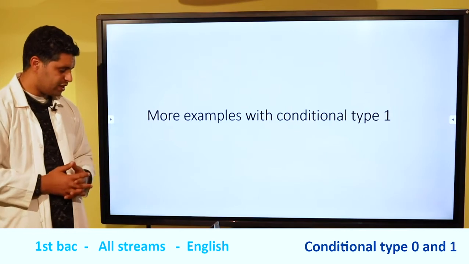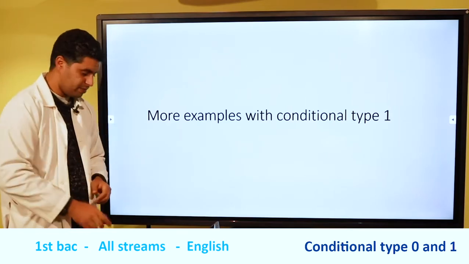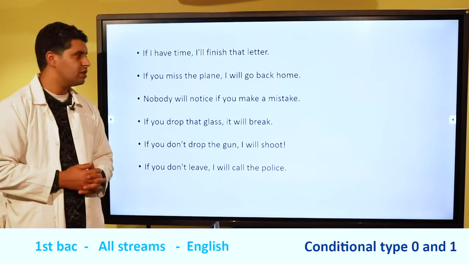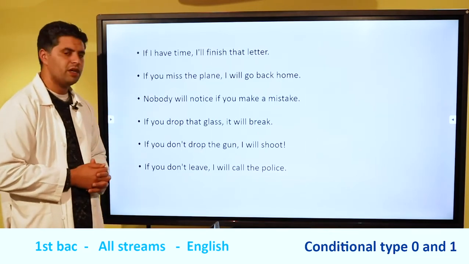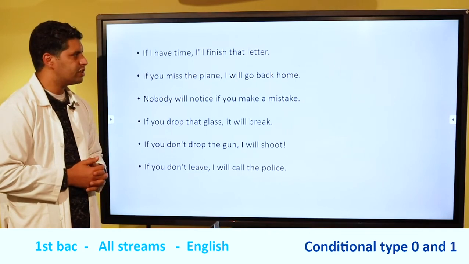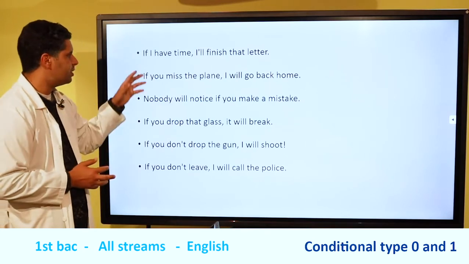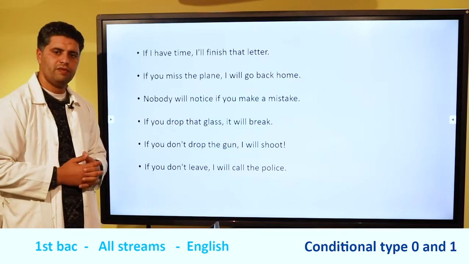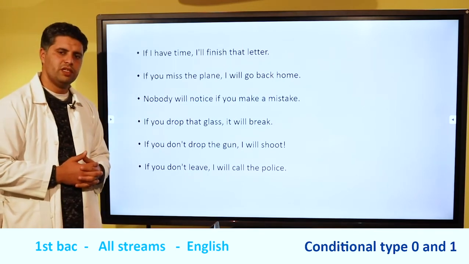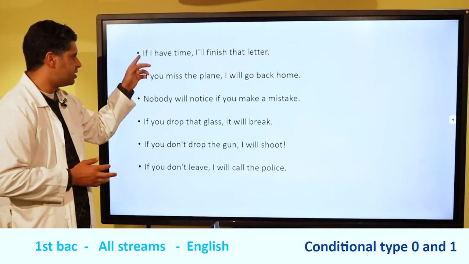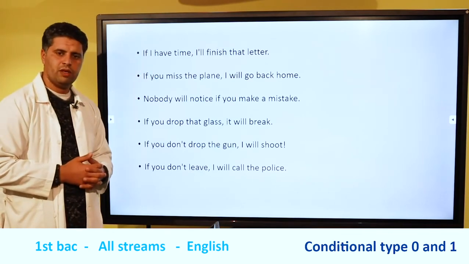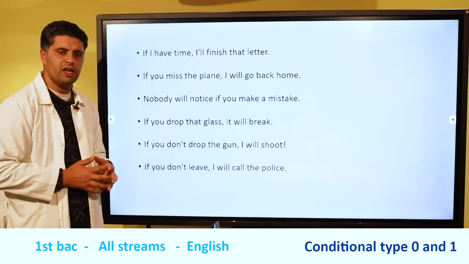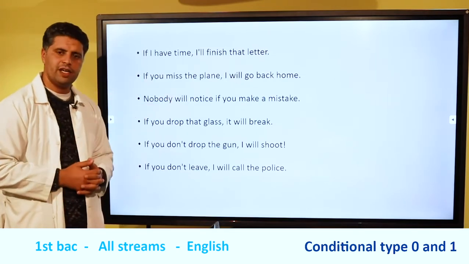Now let's take more examples with the conditional type 1. As you can see, here we have some statements. The first statement: if I have time, I will finish that letter. So, if plus I plus have. Here we have the verb to have, conjugated in the present simple, and the conjunction if, because it is a conditional statement. So here: I will finish that letter.